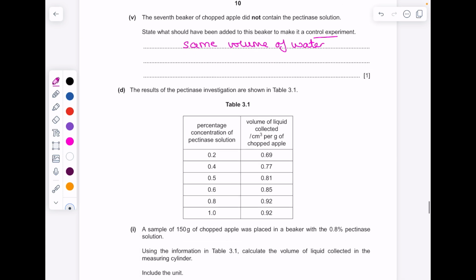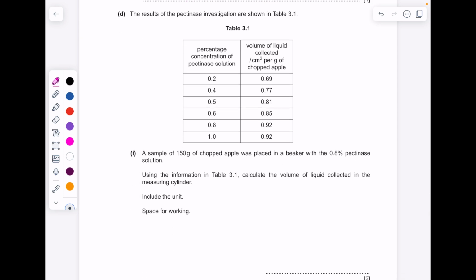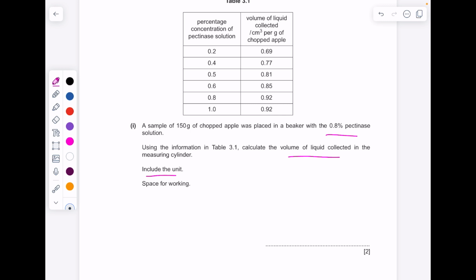The results of the pectinase investigation are shown in table 3.1. A sample of 150 grams of chopped apple was placed in a beaker with the 0.8% pectinase solution. Using the information in table 3.1, calculate the volume of liquid collected in the measuring cylinder, include the unit. So we're looking at this particular row. We know that the volume of liquid collected in centimetres cubed per gram was 0.92. We have 150 grams, so we just need to do 0.92 multiplied by 150, and our unit is centimetres cubed.